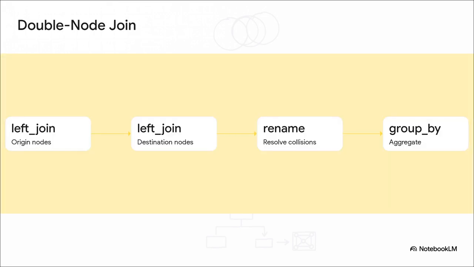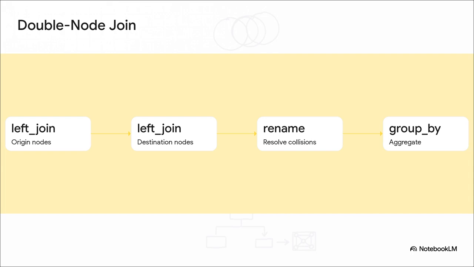But think back to our planner's original question. We need to know if the trip started and ended in specific block groups. A single node join just won't cut it here. We need both ends of the trip. In the interactive lab, you'll use a drag-and-drop pipeline builder to construct a double node join. The sequence looks exactly like this.